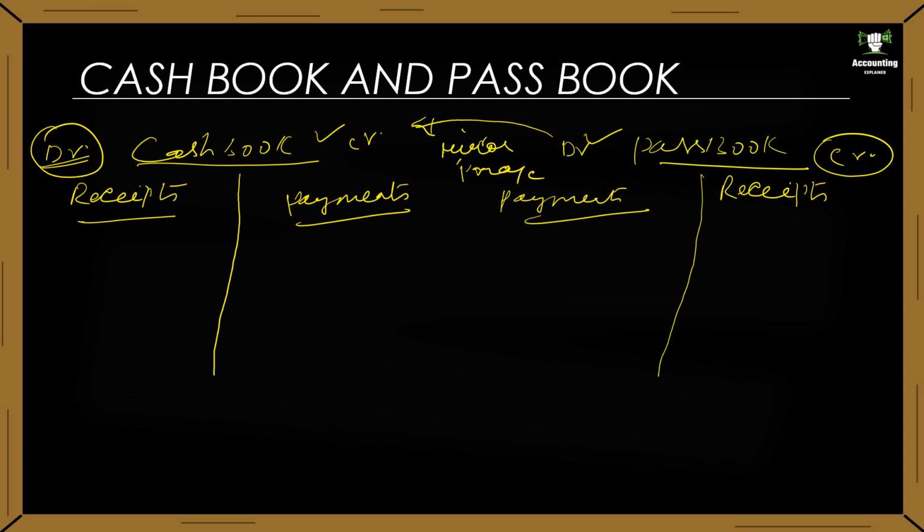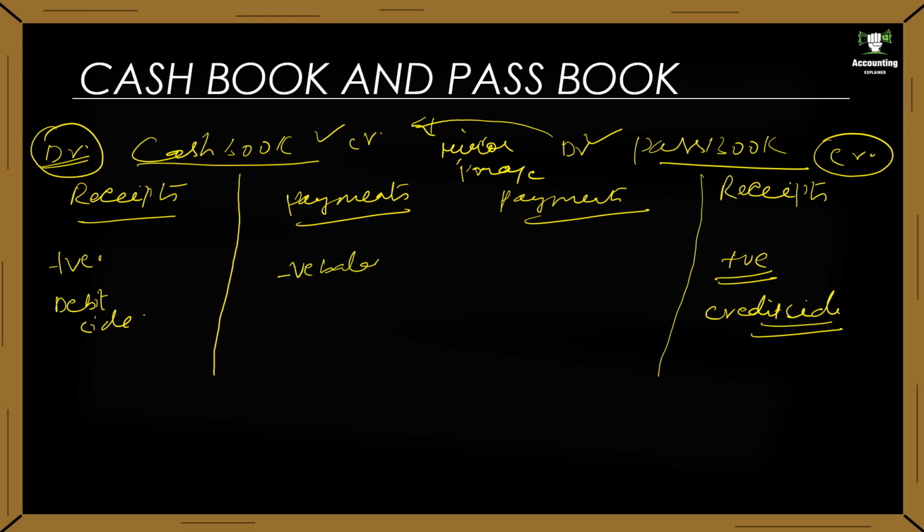When the cash book has a positive balance, it will be on the debit side. Similarly, when the passbook has a positive balance, opening or closing, it will be on the credit side. Similarly, when the cash book has a negative balance, it will be on the credit side. What is the other name for the negative balance? Overdraft. Overdraft is the amount we withdraw over and above our account balance.